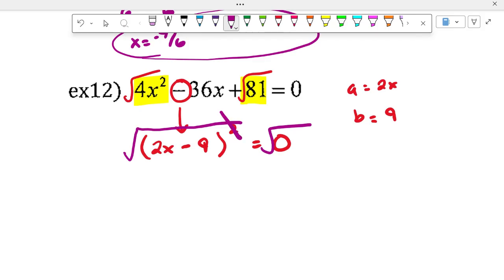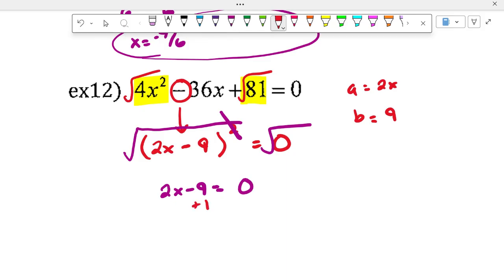They cancel each other out. So I'm left with 2x minus 9 is equal to, what's the square root of 0? 0. So perfect square trinomials are a rare case where you will only get one answer. All the other quadratics that we've dealt with so far, we got 2 answers. This is a rare case where you're only going to get one answer because you'll get the same number regardless if you separate the 2 factors or not.